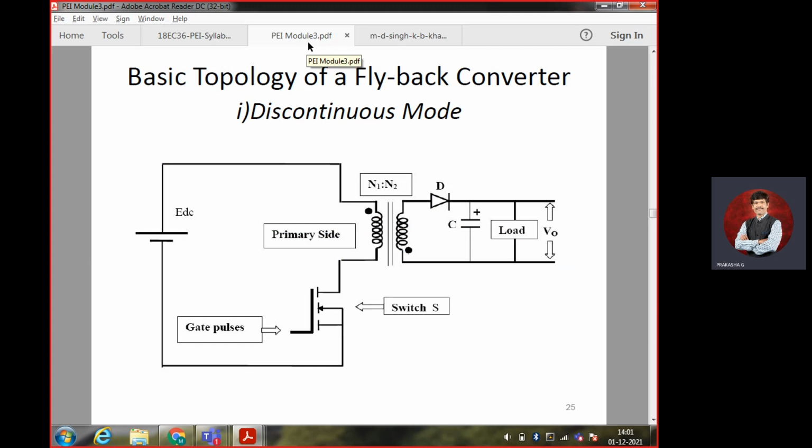Basic topology of the flyback converter. Two basic types of converters we are supposed to discuss: one is the flyback, the other is the forward converter. The flyback converter is one type which comes under the SMPS, and the forward converter is the other one which comes under the SMPS. The first one is the flyback converter. This is the circuit diagram. It is also called discontinuous mode.